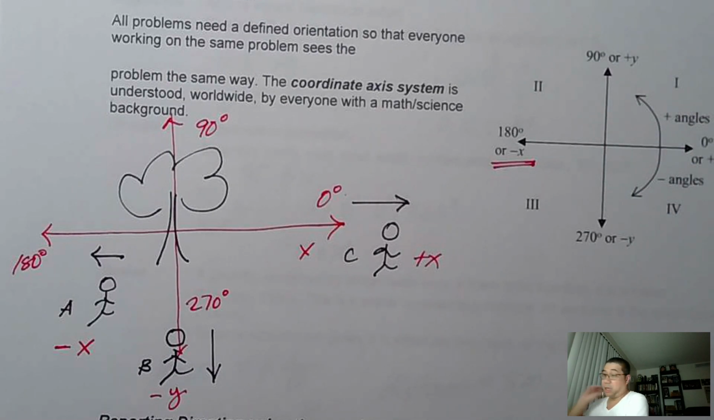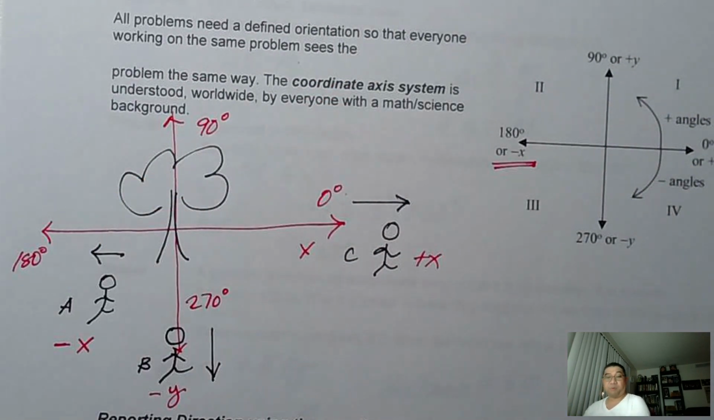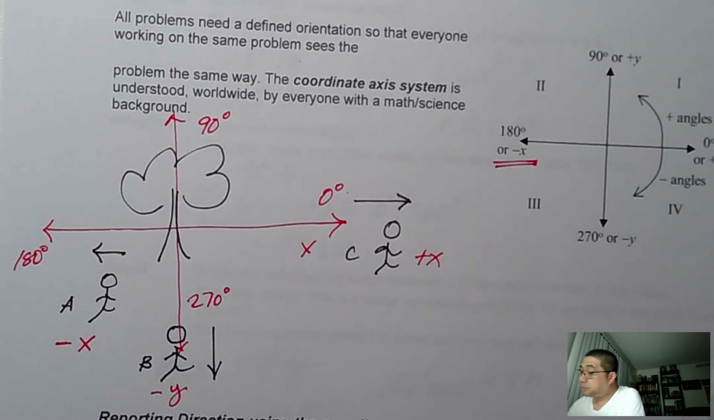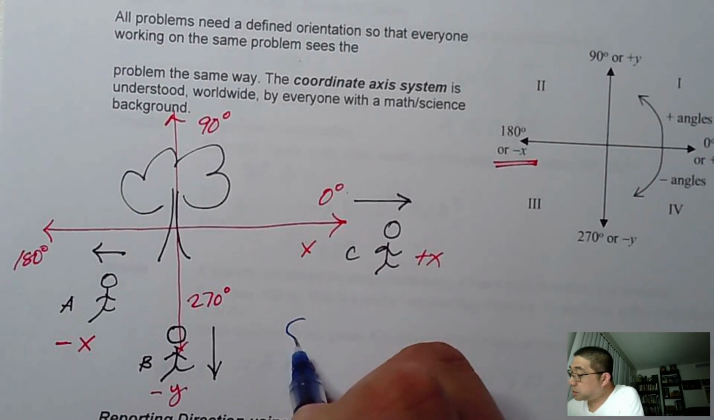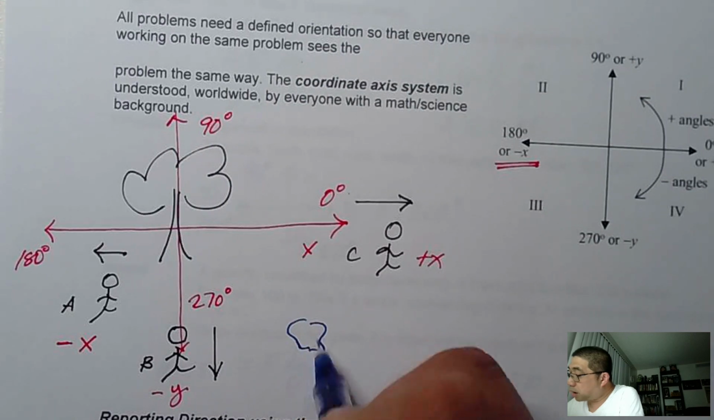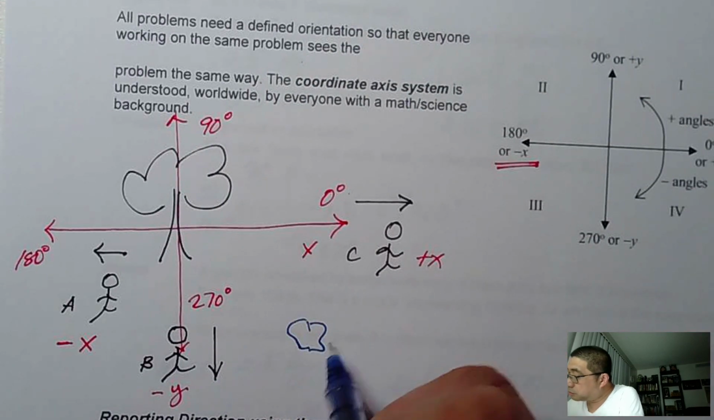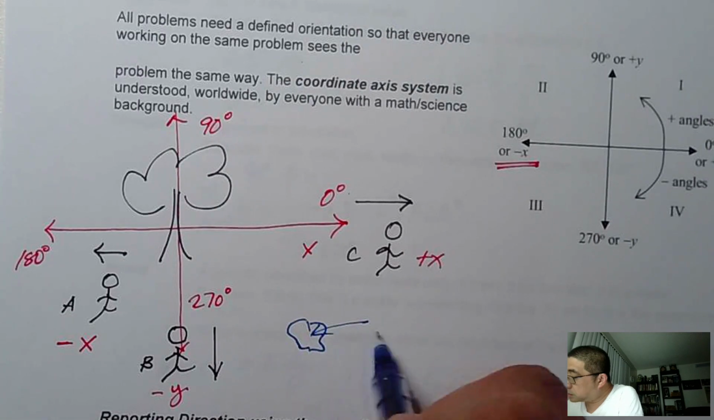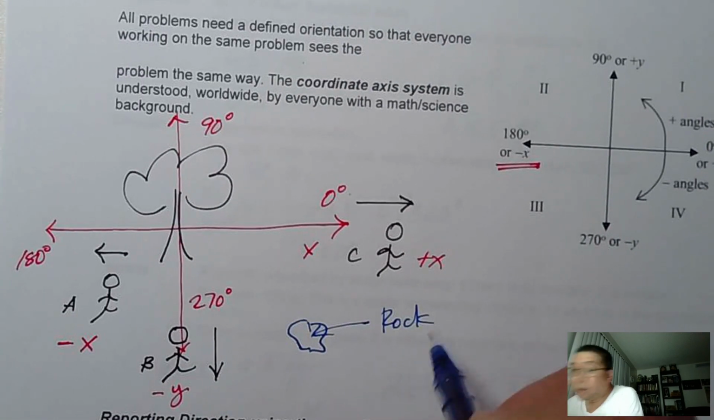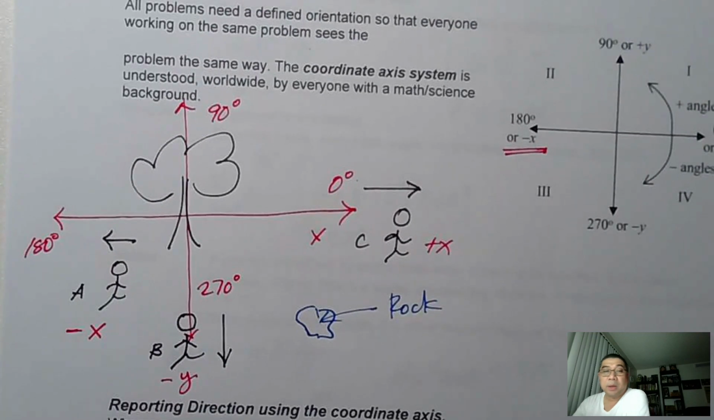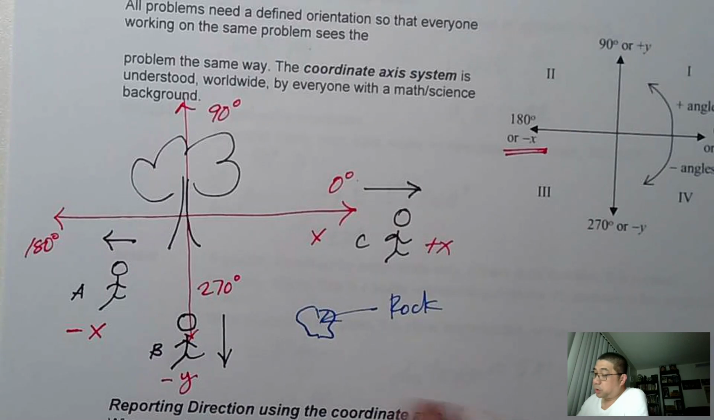Now, that was a single point of frame of reference. What if there is another object? Let's say there is this rock right here. You added the rock right here, and then a student is trying to solve the problem. So which one is traveling negative, which one is traveling positive?